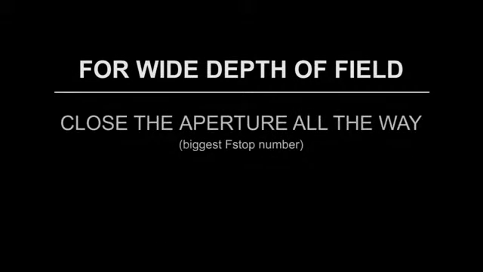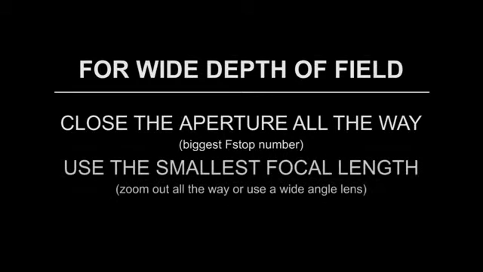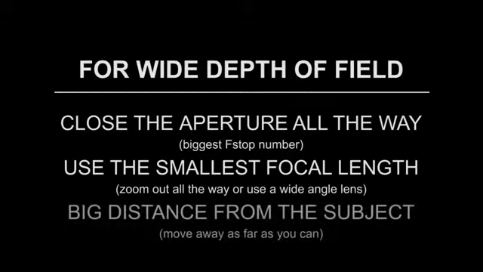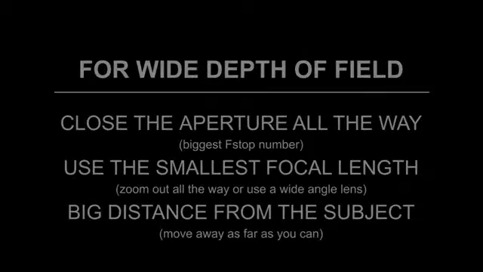Now, if you want to get a wide depth of field, then you should have the aperture closed as much as you can. You should also use a small focal length lens and zoom out basically as much as you can. Or if you're using prime lenses, then you use the widest available lens that you have, like a 16 millimeter or 24 millimeter, which are nice wide-angle lenses. You should also be as far away from the subject as possible. It doesn't mean that you have to do all three of these things to get the kind of look that you want. Sometimes just doing one or two of these changes is enough.